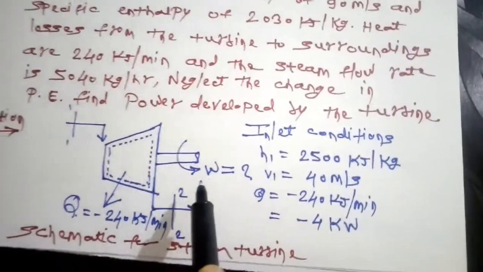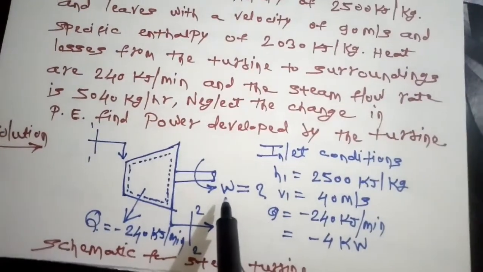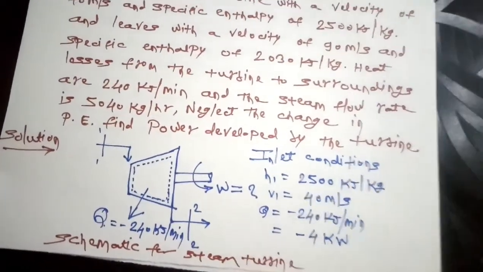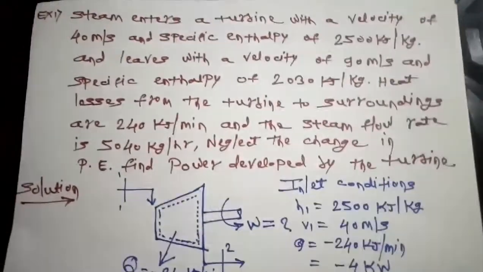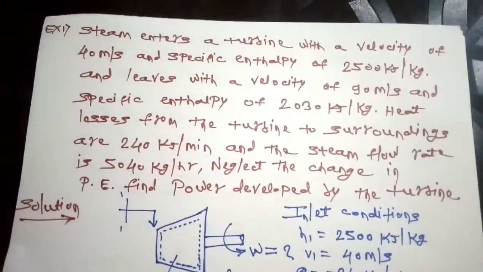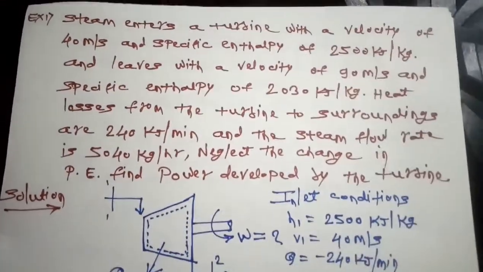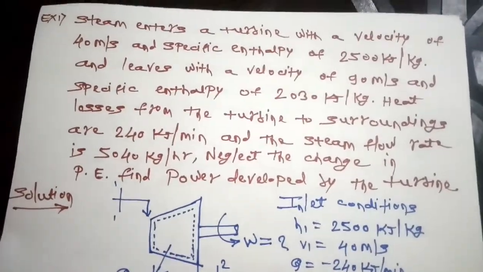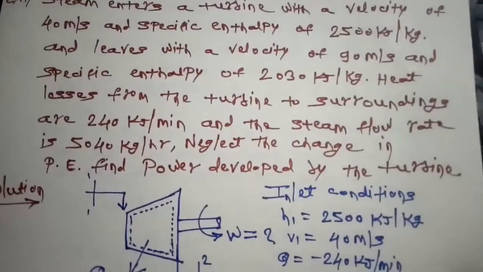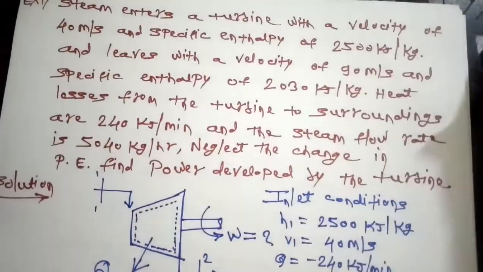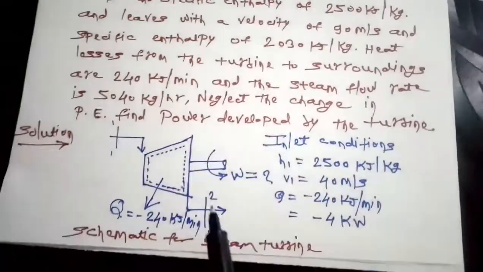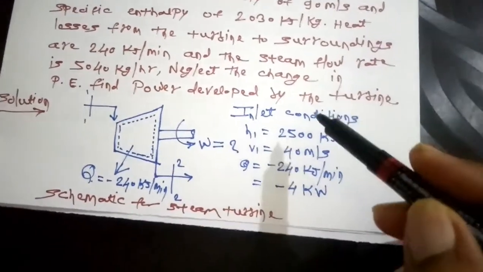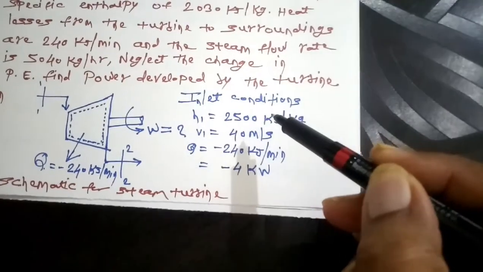So here we have to calculate the power developed by the turbine with the help of steady flow energy equation. So in such types of numericals or examples, first thing is that you should visualize the problem carefully and read the problem statement at least 2 times and try to understand the concept given in the problem. So let us make a list of the given information in the problem.